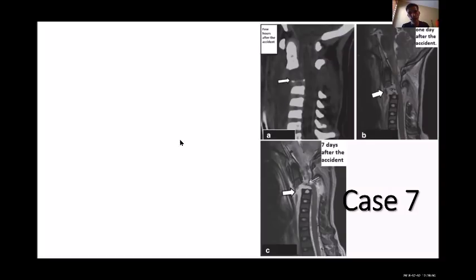So what do you guys see? Any comment? It's a fracture because there is a displacement. Yes, there is a fracture. There is a crushed vertebra. There is a crushed fracture, and there is this dislocation.